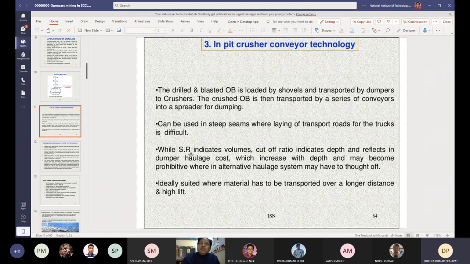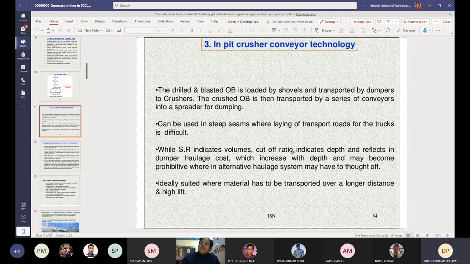Here, stripping ratio we have discussed in the previous classes, that is the volume of overburden material handled to get 1 ton of mineral, that is called your stripping ratio. So the cutoff ratio is the break-even ratio. Cutoff ratio indicates the break-even stripping ratio. Cutoff ratio is nothing but the break-even stripping ratio, where the cost of mining comes into the picture. The cost of mining will be equal to the selling price of the mineral.